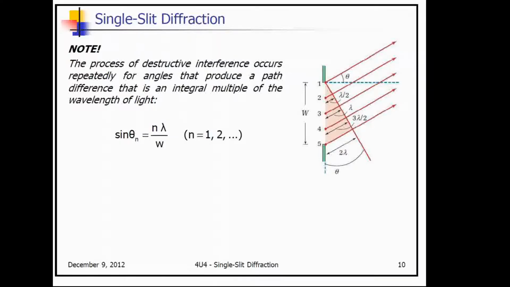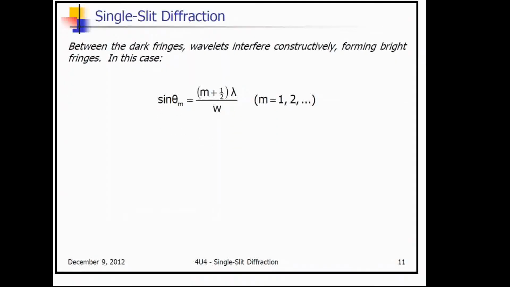So this is similar to the destructive interference of the double slit, with the exception that we're not at n minus 1/2, we're at the value of n. And then for the bright fringes, it's the opposite. So we have these bright fringes that will be at sine theta m, where it's m plus 1/2 lambda over w. So again, a double slit experiment for calculating the angle to the fringes.